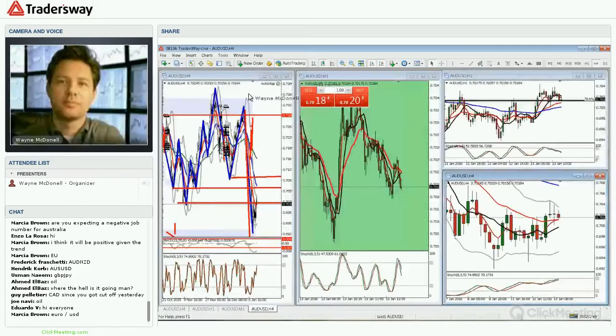I ended up making like 4 or 5 scalps on the CAD yesterday, as well as the pound. It was pretty nice.